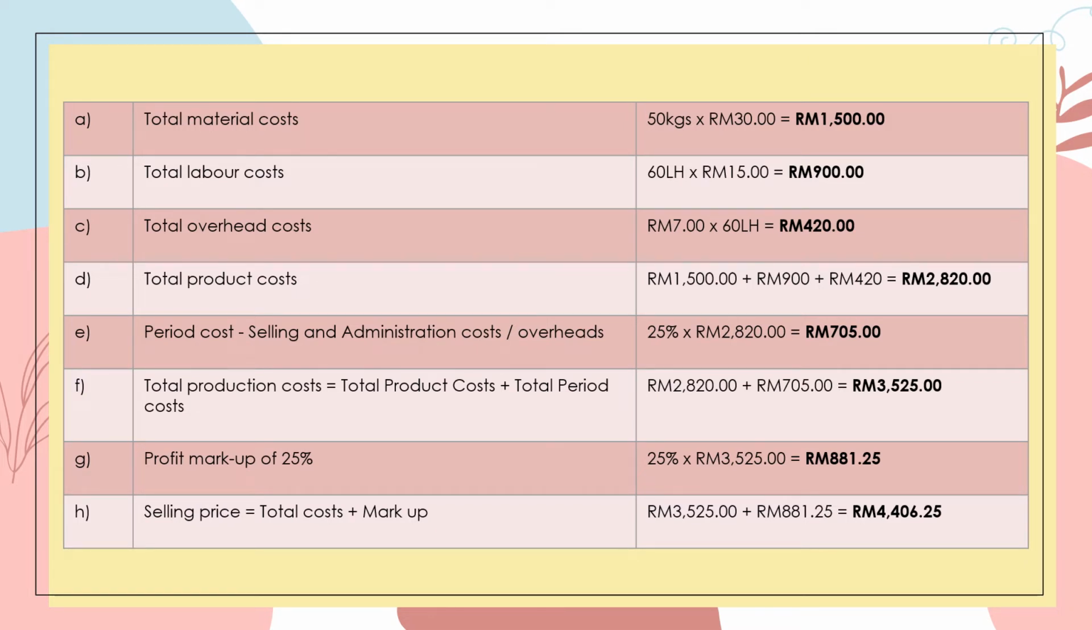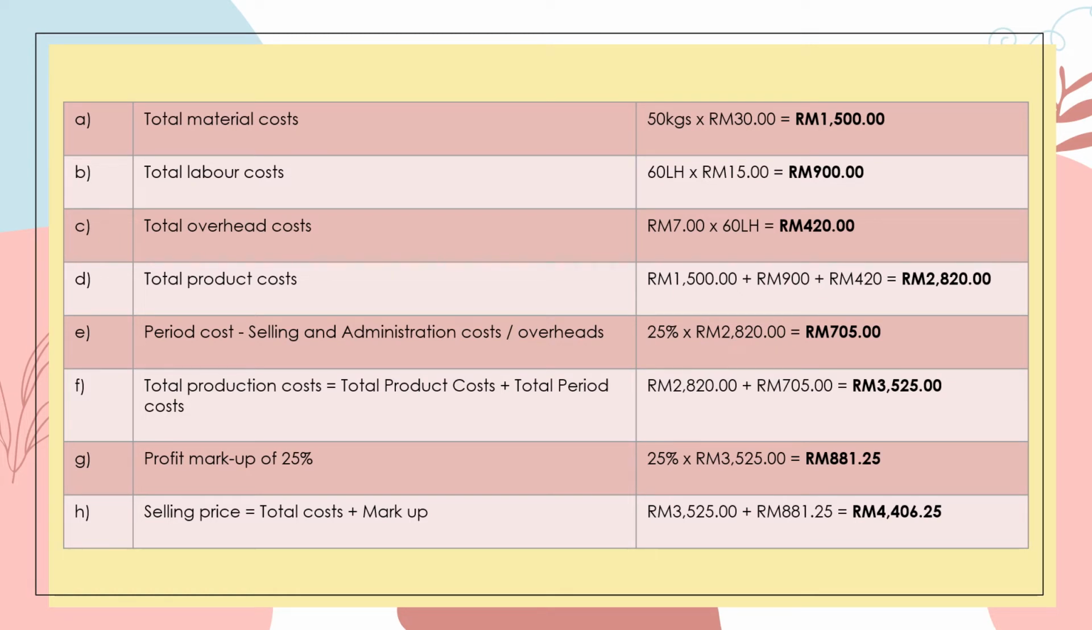F. The total production cost. Total product cost plus total period cost. So RM2820 plus RM705 equals RM3525.